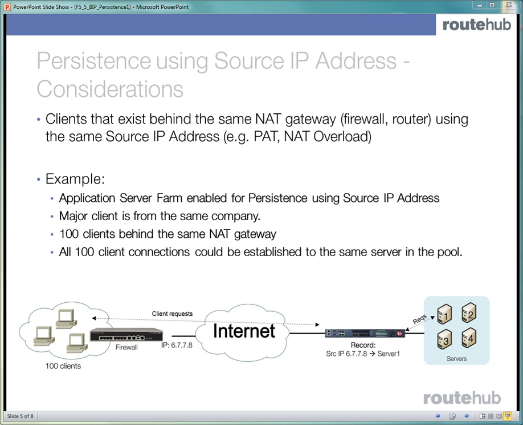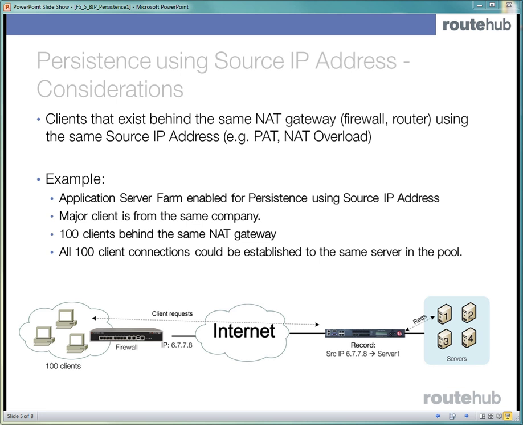Now, if you want to use this persistence type, there are some considerations to keep in mind. If clients all originate behind the same NAT gateway, they could all have the same source address, which is common for PAT or NAT overload configurations, which is configured on many firewalls today. This means that all clients from one site or company may communicate with a single server in the pool, which could overload its resources.